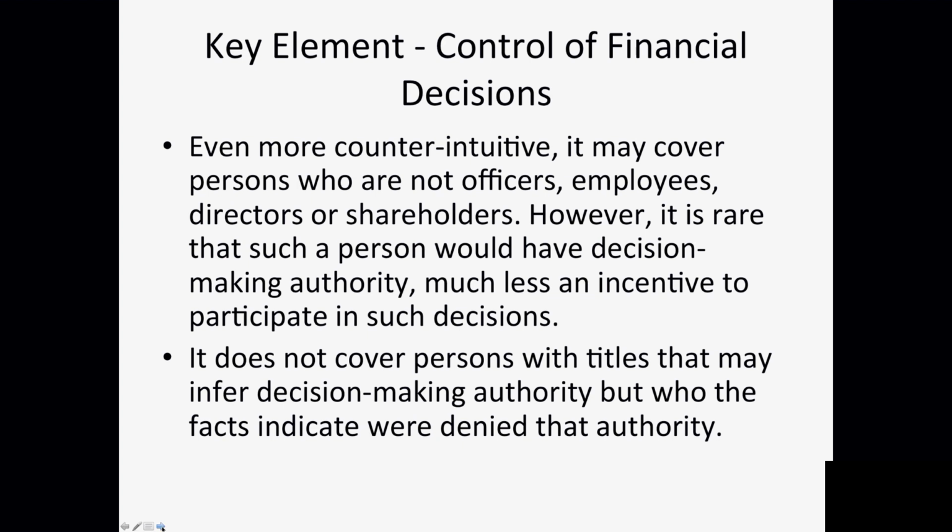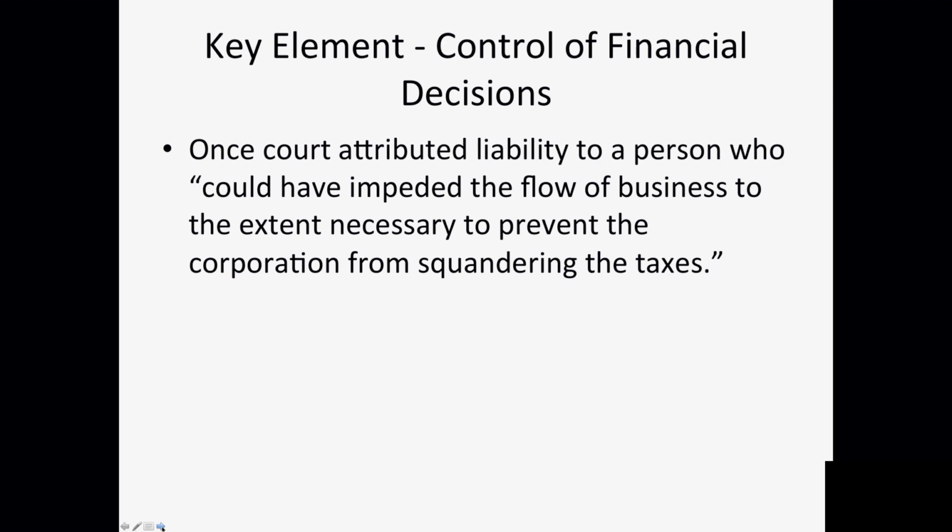However, it is the rare case that such a person would have decision-making authority, much less an incentive to participate in such decisions. So it is a rare case that a person who is an officer, a director, or a shareholder would not be deemed a responsible person. It doesn't cover persons with titles that may infer decision-making authority, but who the facts indicate were denied that authority. Liability attaches once the court has attributed it to a person who could have impeded the flow of business to the extent necessary to prevent the corporation from squandering the taxes.